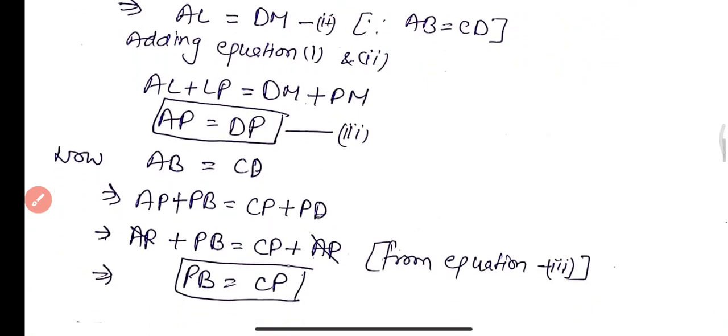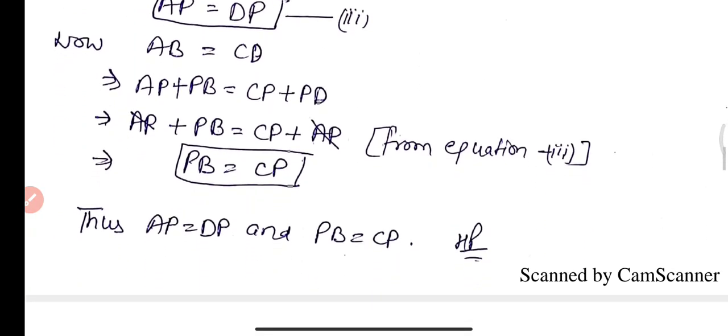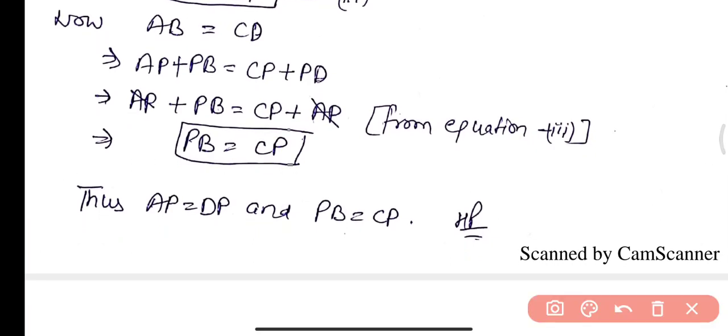Now we also know that we are given the chords are equal, that is AB equals CD. So we can write AB as AP plus PB, and CD can be written as CP plus PD, as you can see in the figure.